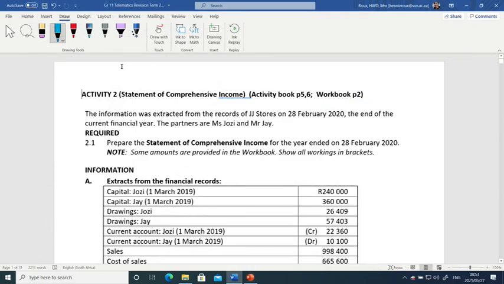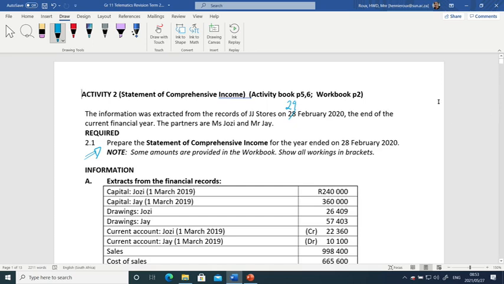Statement of comprehensive income, that is in your activity book, page 5 and 6, and in your workbook it is page 2. They give you information from the records of JJ Stores on the 28th of February 2020. That's actually supposed to be the 29th of February because this is a leap year, the end of the financial year, partners Josie and Jay. And now we have to prepare the statement of comprehensive income.